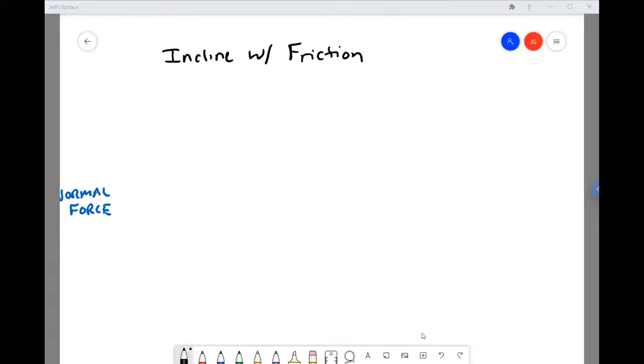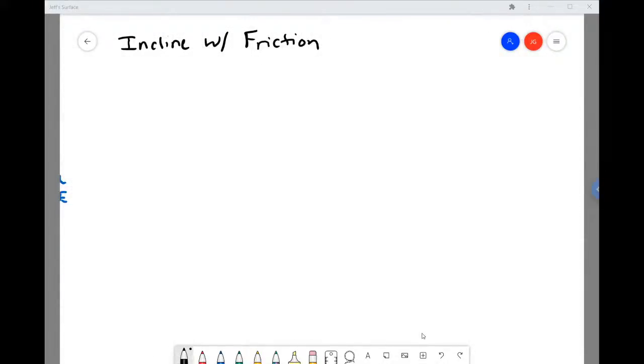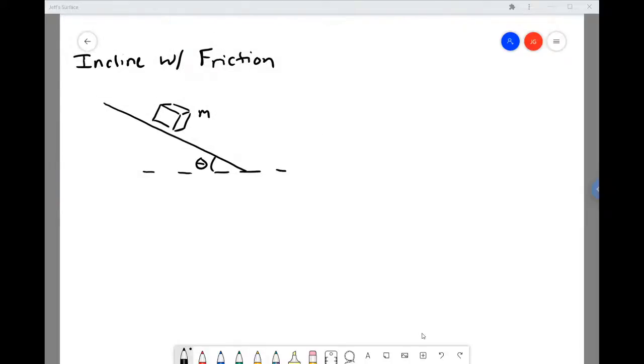Let's start with a situation like this, where you have a crate. A lot of physics problems involve crates. That's so boring. There's a crate. It has some mass, m, and it's on this incline that's at some angle theta relative to the horizontal.